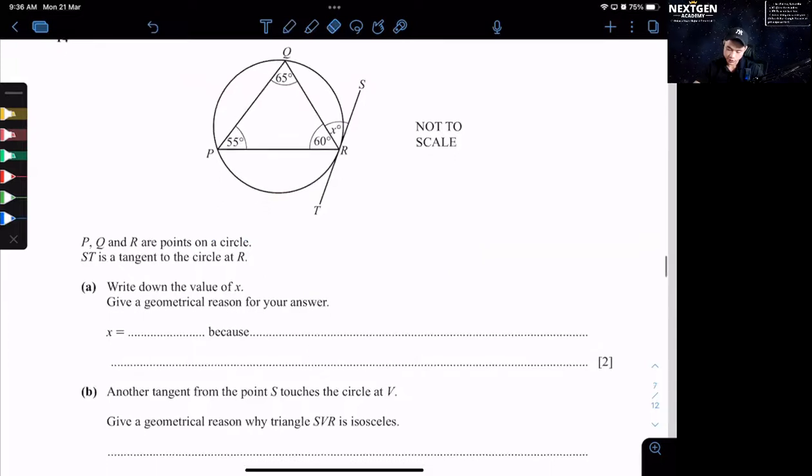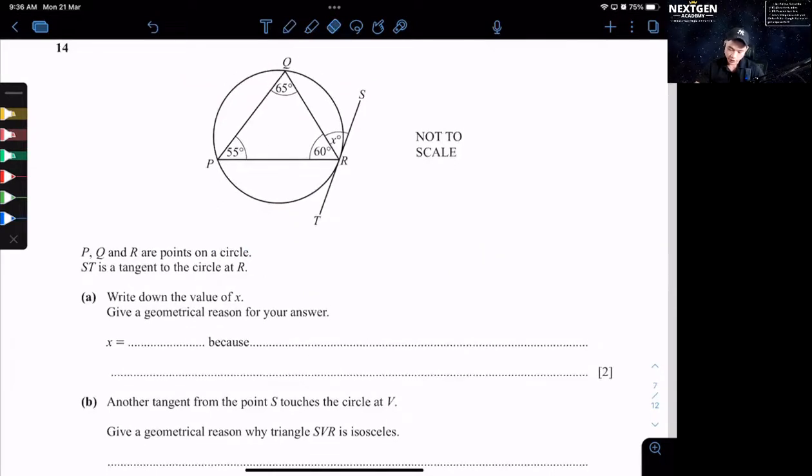This is a circle theorem question. P, Q, and R are points on the circle. ST is a tangent to the circle at R. So you see this ST line, this is a tangent. Write down the value of X. Give a geometrical reason for your answer.